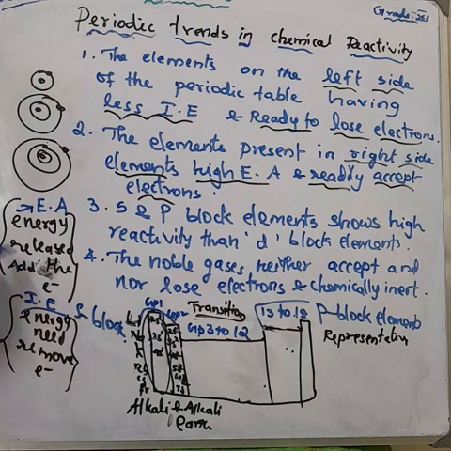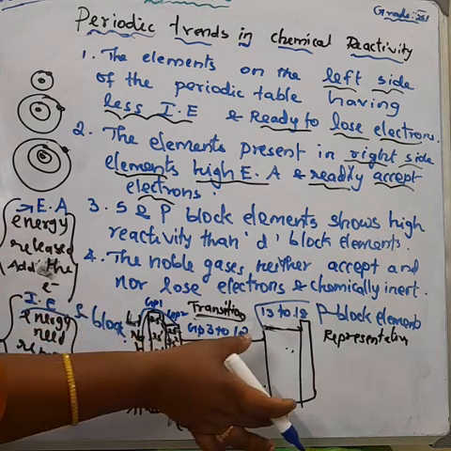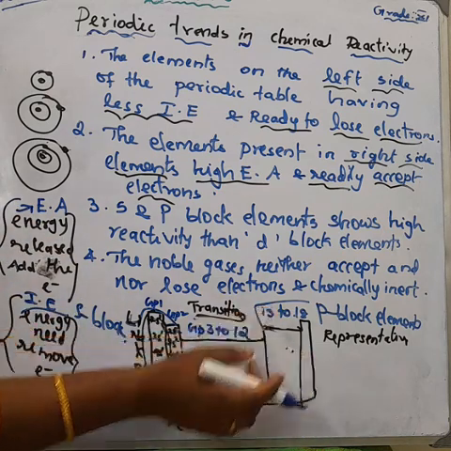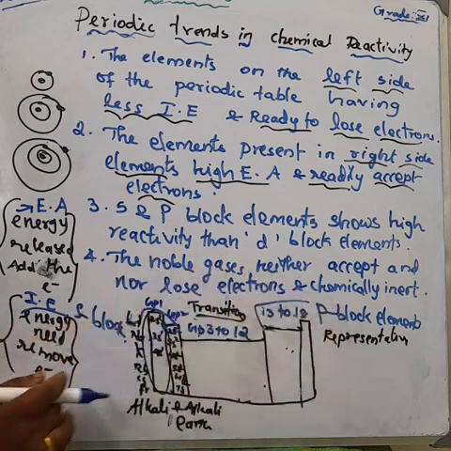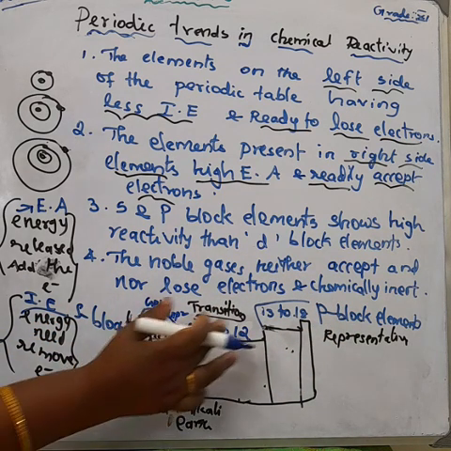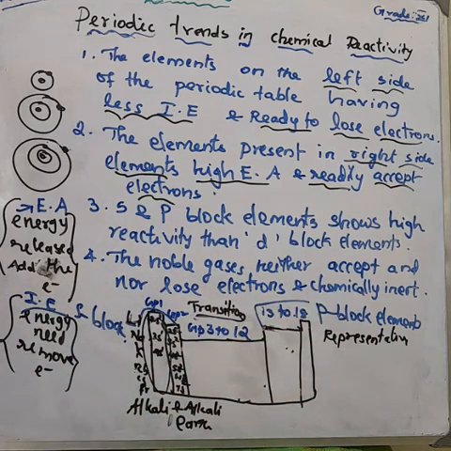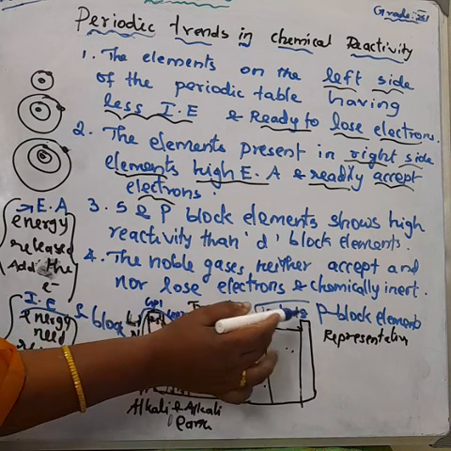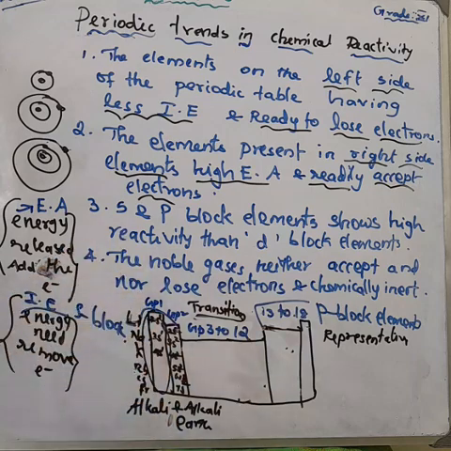On the right side of the periodic table, which elements are present? The p-block elements, the representative elements. Group 13 to group 18 elements we call the representative elements. Here, group 13 to group 17 elements are highly electronegative elements.